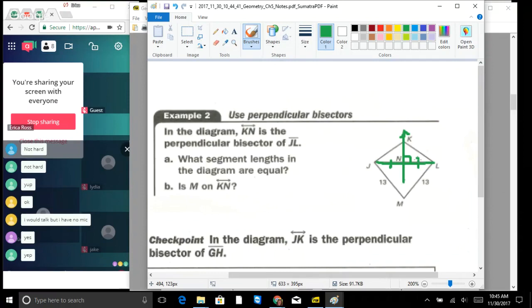Okay, so we know that JN is equal to NL, right? And that's just our theorem that tells us that because KN is the bisector, we know that JN is equal to NL. Because of our segment bisector theorem. Well, I guess I should do another thing. Just by looking at the picture, what other segments do you know are equal to each other?